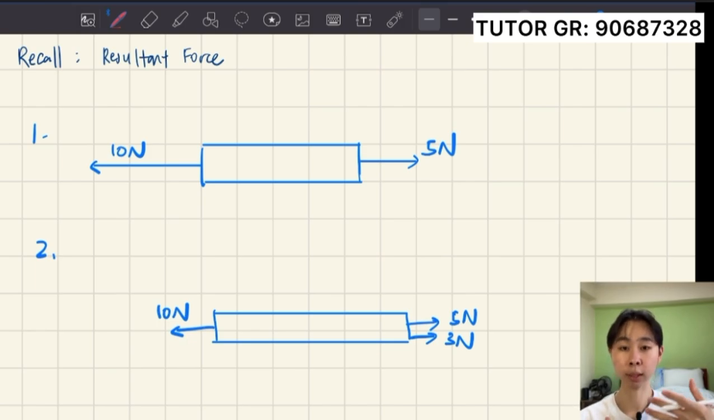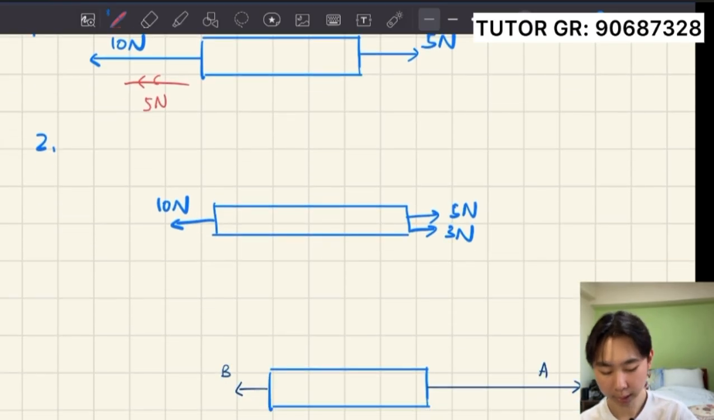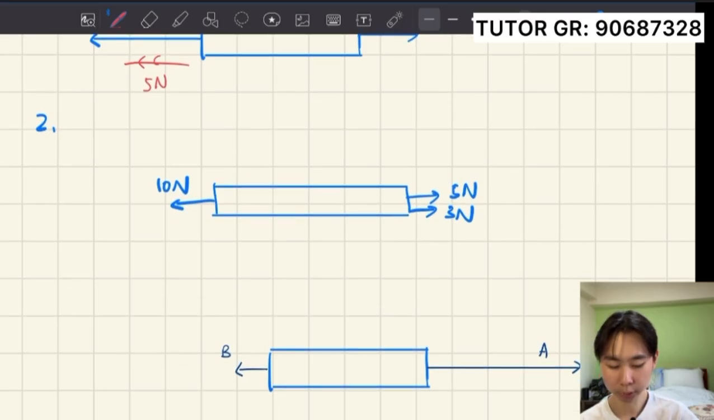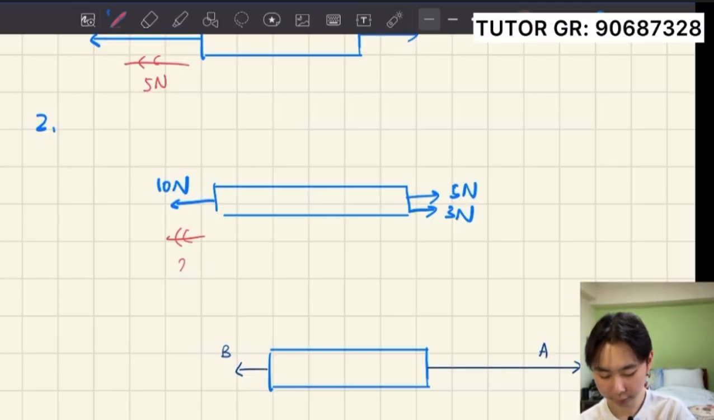Let's say I have a force acting towards the left, 10 newtons, and a force acting towards the right, 5 newtons. If I sum up the forces, the resultant force will be 5 newtons towards the left. In this second scenario, I have 10 newtons towards the left and 8 newtons towards the right, so my resultant force will be 2 newtons towards the left.